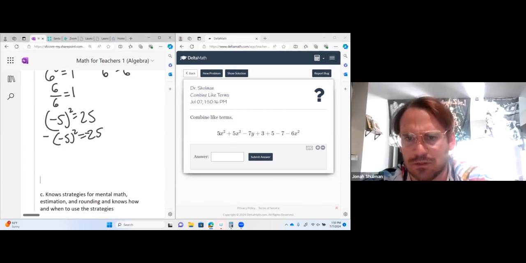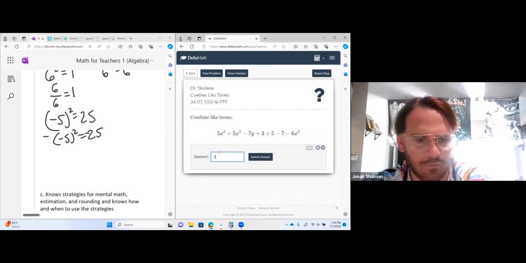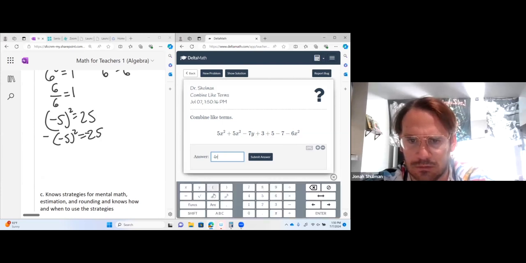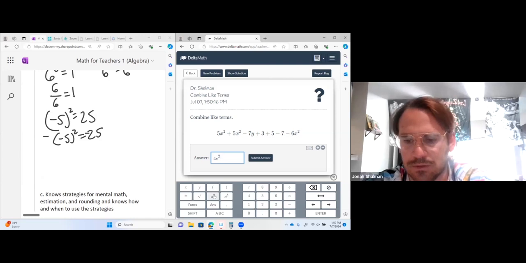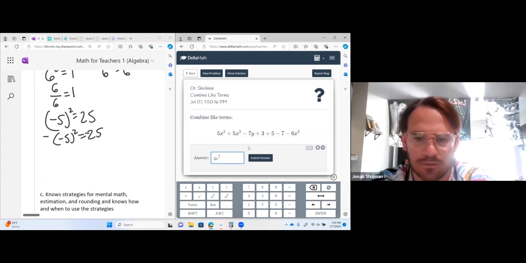Let's combine some like terms. A 5x squared, a 5x squared, that's 10x squared, minus 6x squared. So we're starting with a 4x. I gotta square it. There we go. All right, so that knocks out those guys. Then when you click the right key, it goes away. All right, those go away. Then I have the -7y.